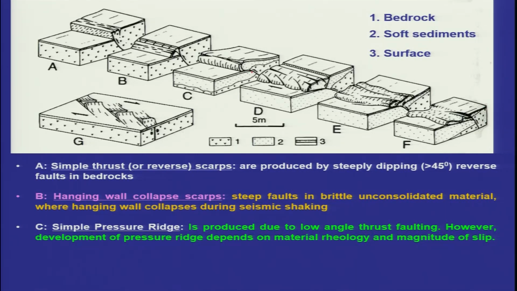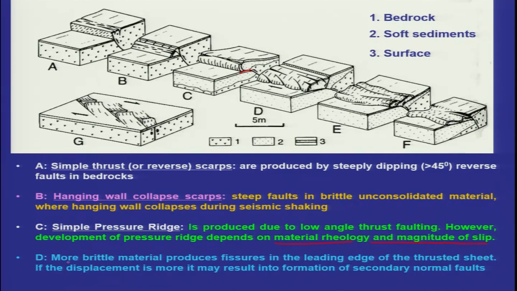Okay, C is the simple pressure ridge which is produced due to low angle thrust faulting. So you have a very low angle thrust faulting which is coming here. Okay. However, development of a pressure ridge depends on the material, rheology, and the magnitude of the slip also. Okay. Then D, what you have is brittle material producing fissures in the leading edge. So you have the development of fissures on the leading edge of the thrusted sheet, and if the displacement is more, it may result in the formation of secondary normal faults. Okay. So these are all secondary normal faults which have been seen. Okay.